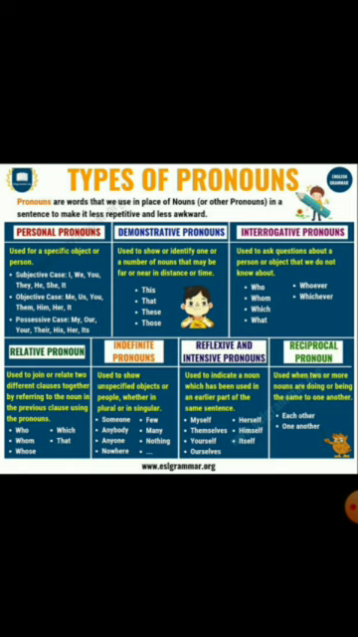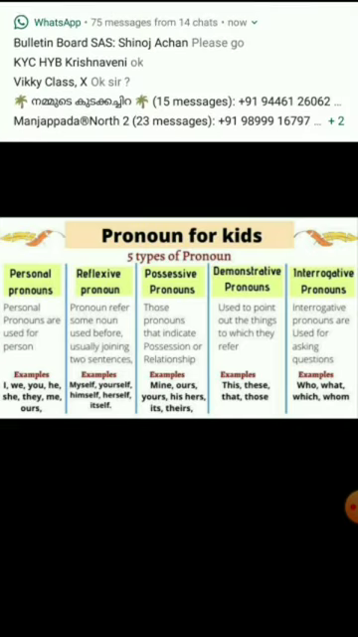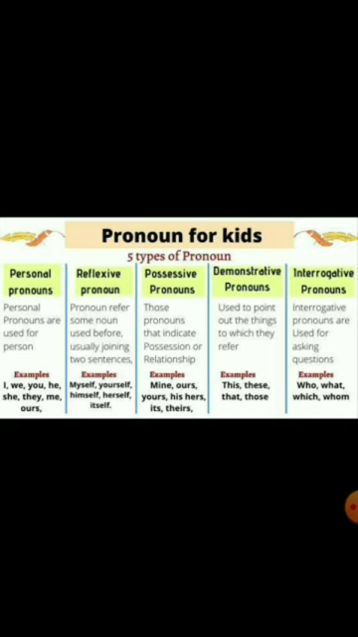The next pronoun is emphatic pronouns, and they are used to emphasize the subject by whom the action is done, or we can say that it is used to emphasize a noun. Both reflexive pronouns and emphatic pronouns are almost the same. For example, myself, yourself, himself, herself are used for both reflexive and emphatic pronouns.